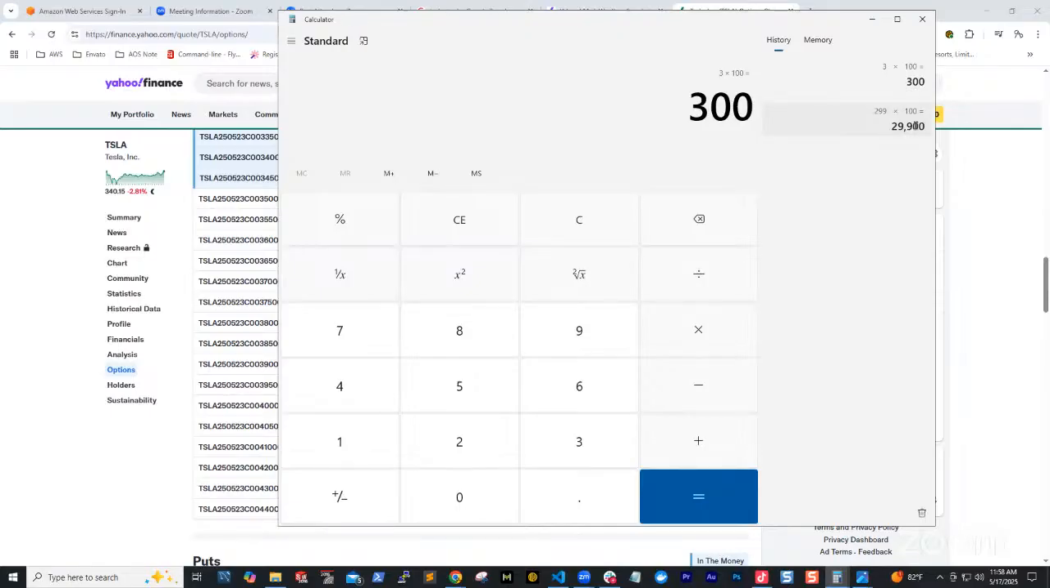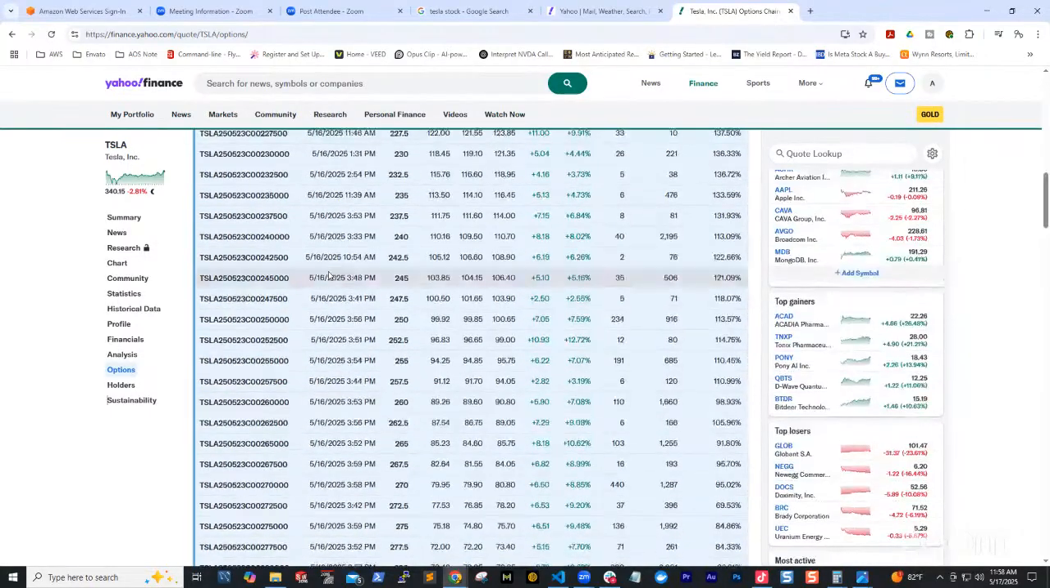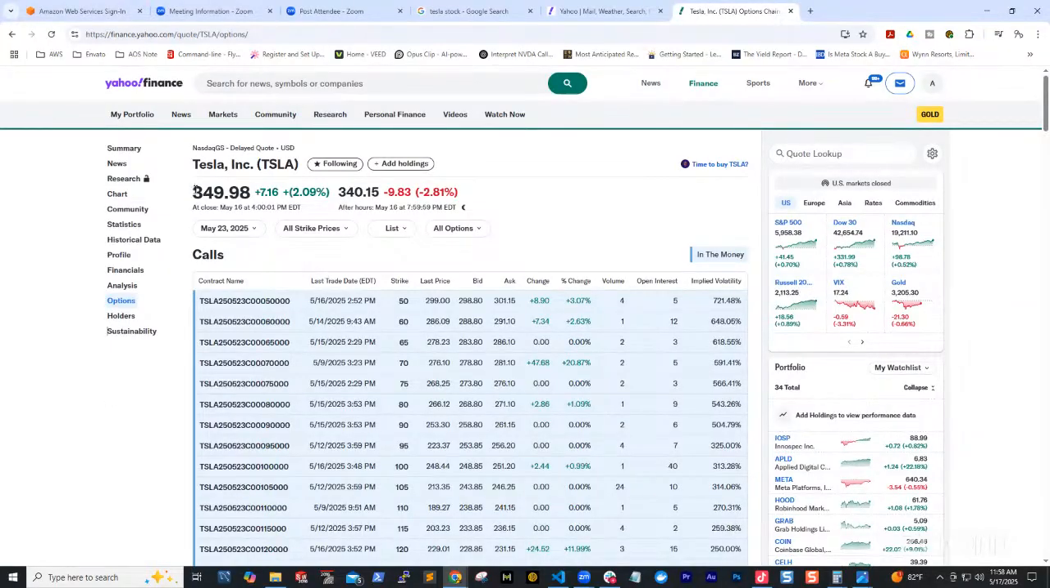Because Tesla is at 349 now. Let's just say 350, right? And you are saying in one week's time, you think Tesla's price is going to go to 380. That is why that contract is very cheap. You understand? Because there are still some challenges for Tesla to go to 380. But for Tesla to go to $50, I think that would be a no-brainer.